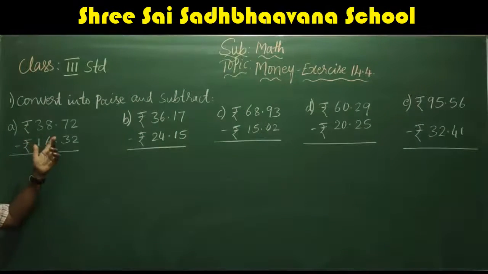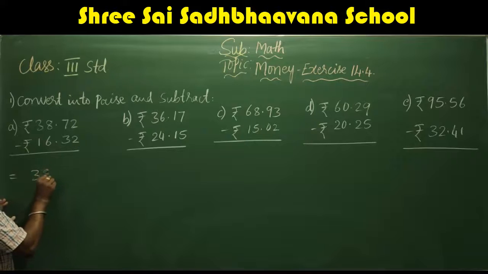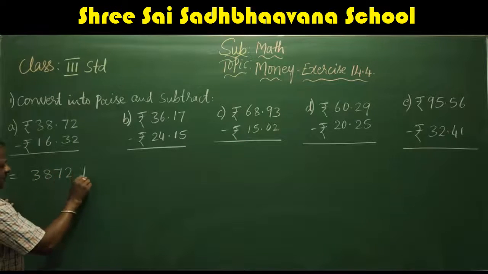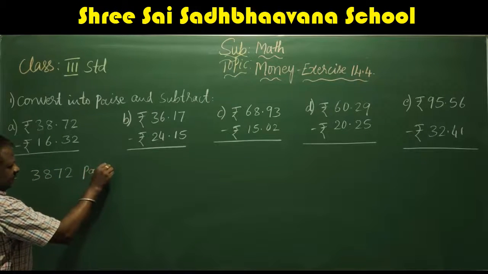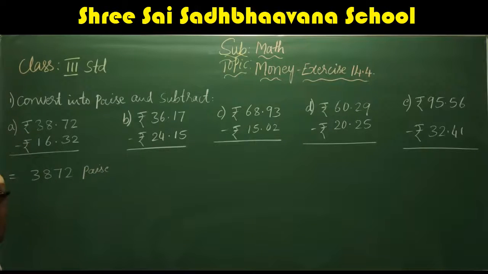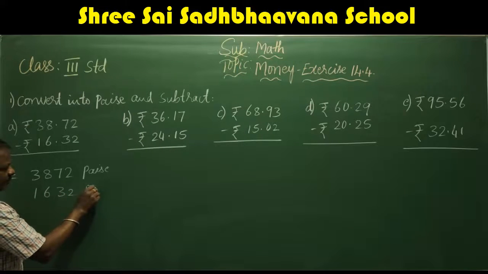First problem, rupees 38.72 minus rupees 16.32. Convert this into paise. You know very well how to convert this into paise. I will write here, this can be written as 3872 paise. Remove the rupees symbol and the decimal point and write down the number. Then it becomes paise. Next, this can be written as 1632 paise.